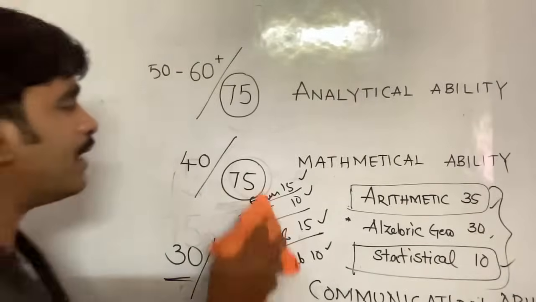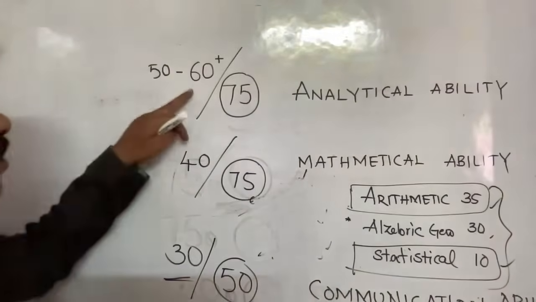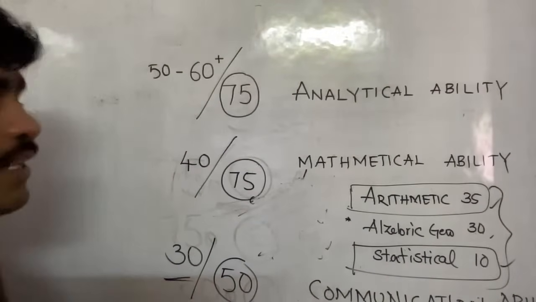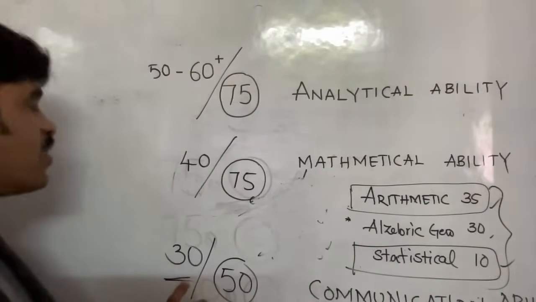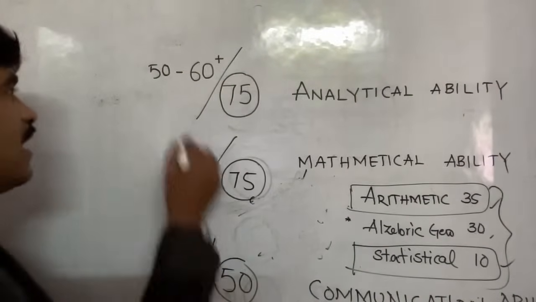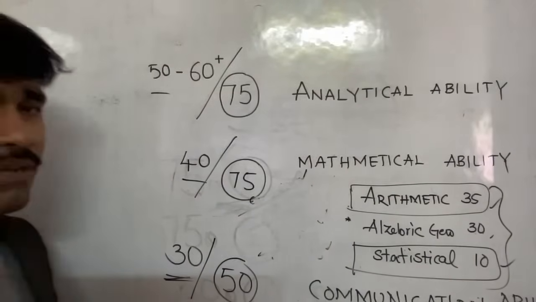So overall, the point which I want to convey from this is, secure 50 to 60 here, 40 here, 30 here. If you consider the lowest scores, 50, 40, 30, all together you will be having 120.